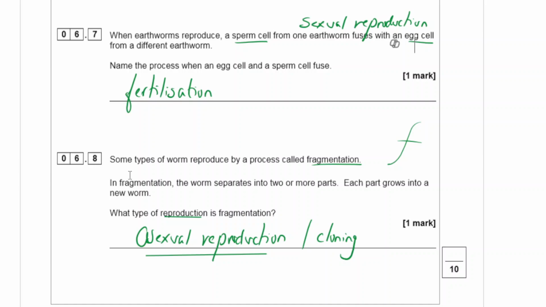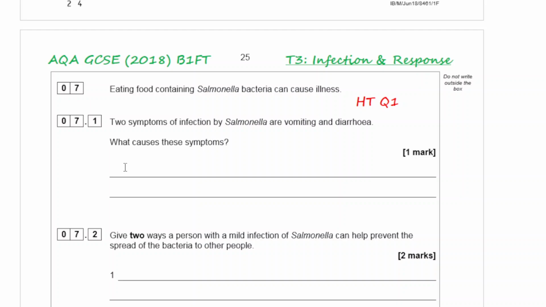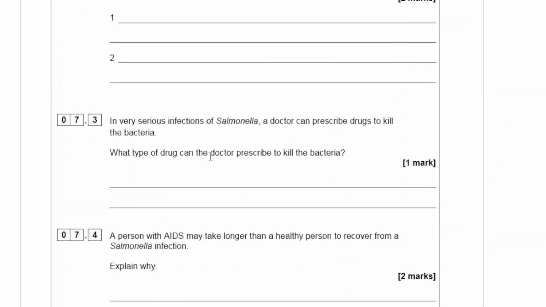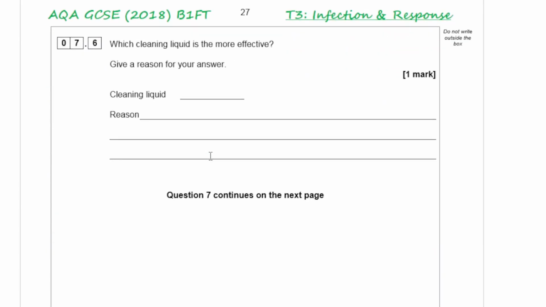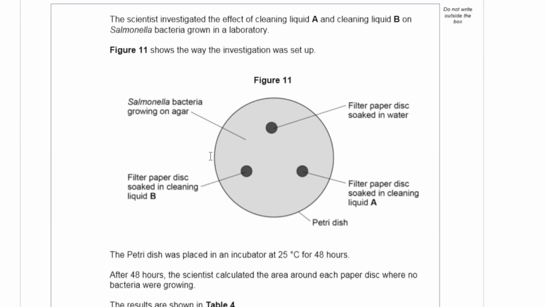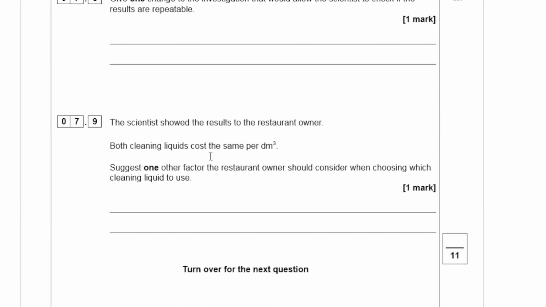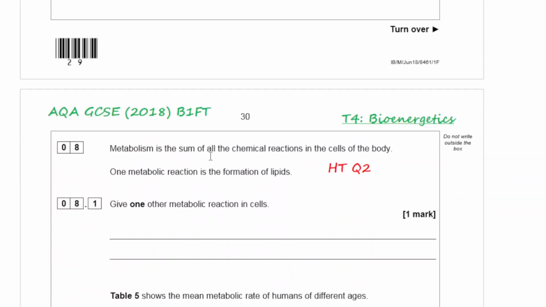That brings us to the end of question number 6. Now, question number 7, as I said at the start, is actually question number 1 from the higher tier paper, on the topic of infection and response. It's talking about salmonella symptoms of a healthy person. It's got a bar graph for you to interpret, and again, results from a practical or investigation. It's out of 11 marks. And then the final question, question number 8, is on bioenergetics.